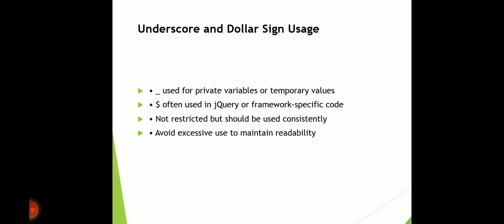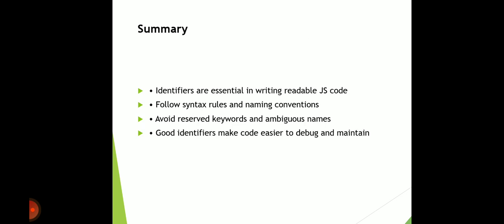Underscore and dollar sign uses. Underscore is used for private variables or temporary values. Dollar sign is often used in jQuery or framework-specific code. Not restricted but should be used consistently. Avoid excessive use to maintain readability.